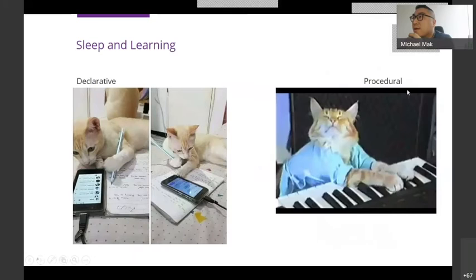On the right-hand side, we have keyboard cat, who's famous for belting out great piano tunes. Procedural learning has to do with learning physical movements, like how to play a guitar, how to play a piano, how to drive a certain route, if you take on a new job and you have to figure out how to get there. This is associated with REM sleep. So you'll see that sleep not only has a role to play in growth, but also in learning.